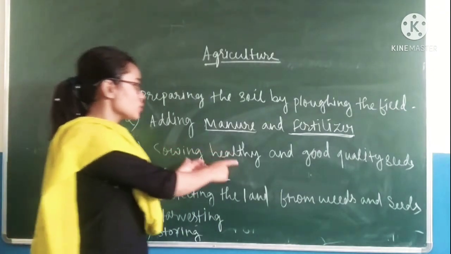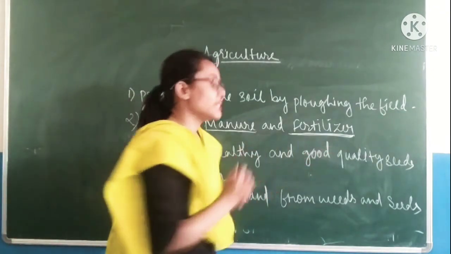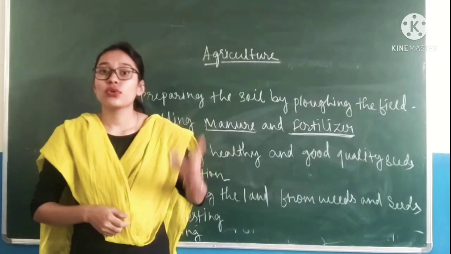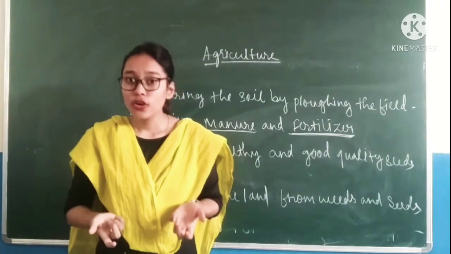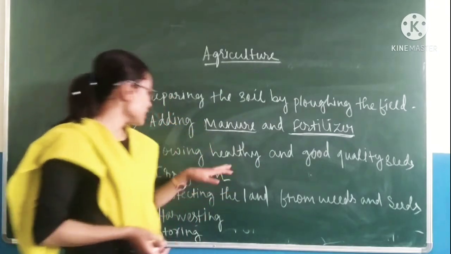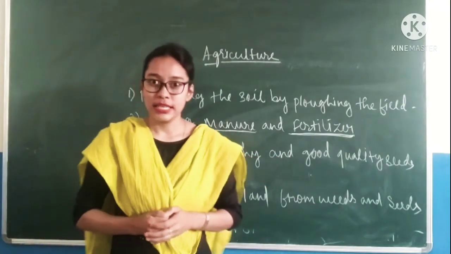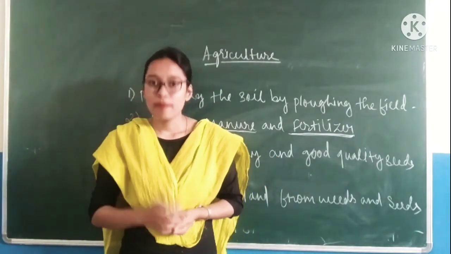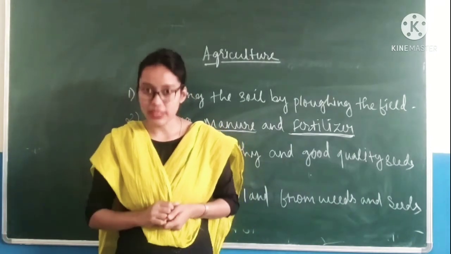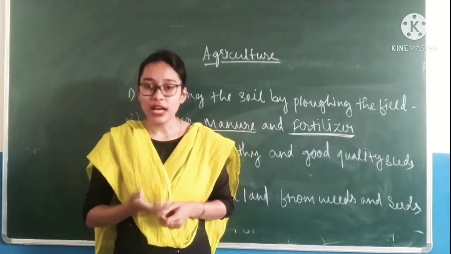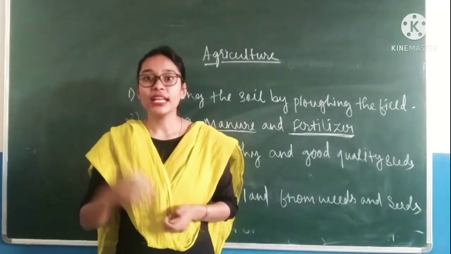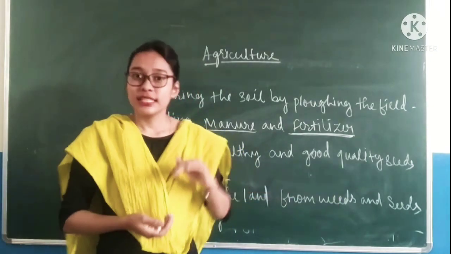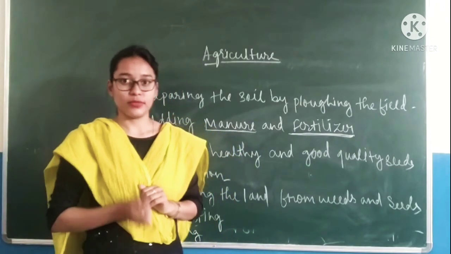Thirdly, sowing healthy and good quality seeds. If we sow good quality seeds, then what will happen? We will get good quality food. How will you select healthy seeds? If you are buying seeds from the market, then soak them in water. What happens? The unhealthy seeds will float. So we can throw those away and sow the seeds which are at the bottom.